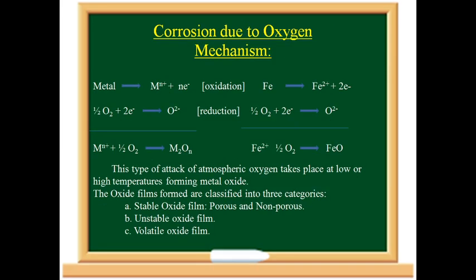So what is the mechanism? So now we know that oxygen is attacking the metal, and it also forms a metal oxide. But how does this chemical reaction happen, how are we going to explain this chemically? Whenever a metal comes in contact with oxygen, it loses its electrons to form metal ions.